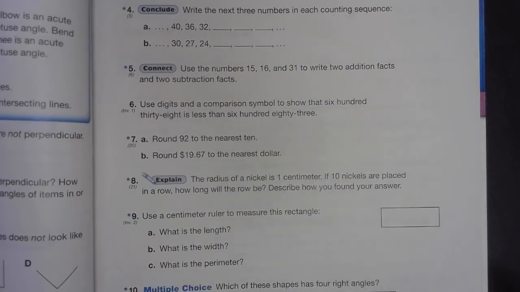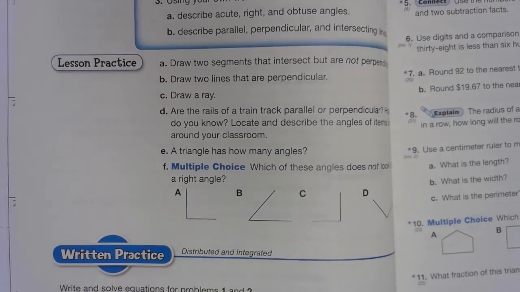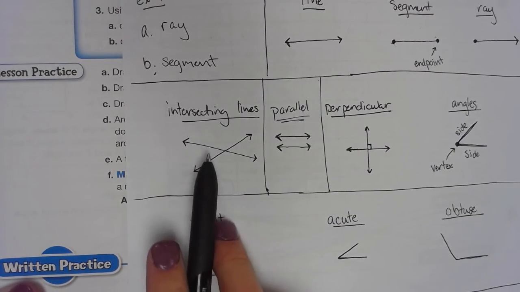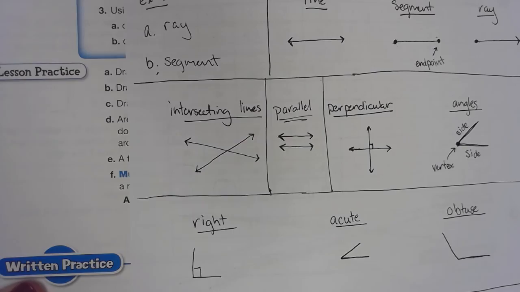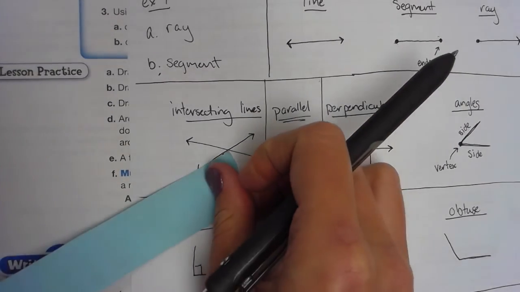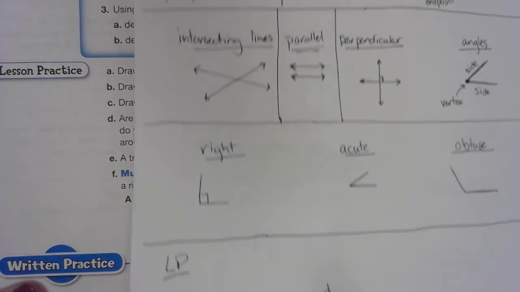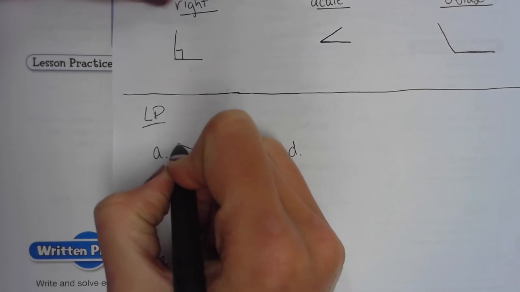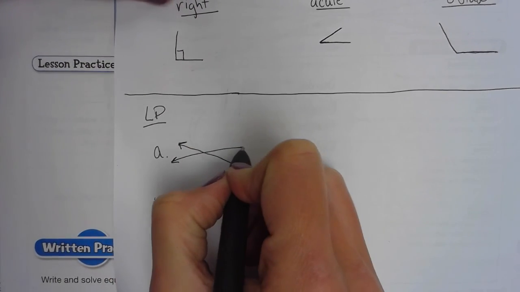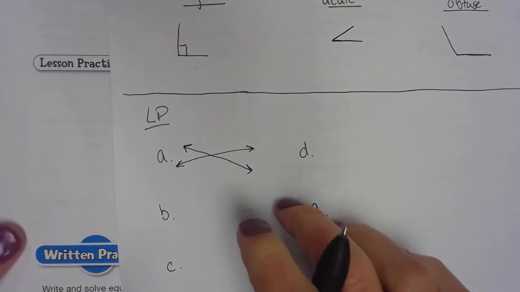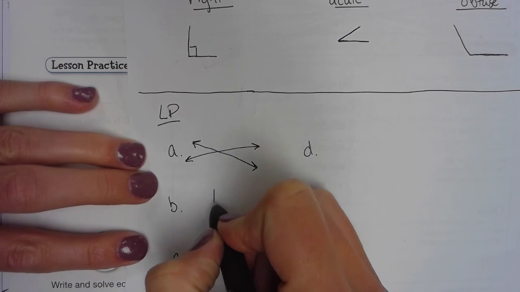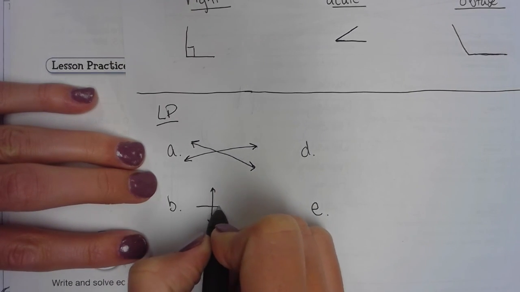All right, let's go ahead and look at our lesson practice. First part of our lesson practice says draw two segments that intersect, but they're not perpendicular. So that would be like this, right? These are not perpendicular. There's nowhere that I could put this corner and it would fit perfectly. That's too big, that's too small. So do something similar for our lesson practice A. Said line, so make sure you've got points or arrows at the sides. B then says draw two lines that are perpendicular. I'm going to draw one horizontal and one vertical.